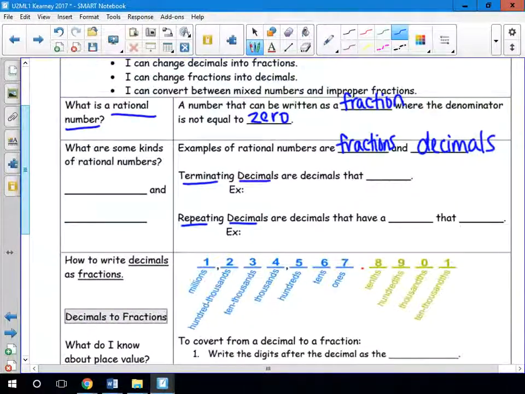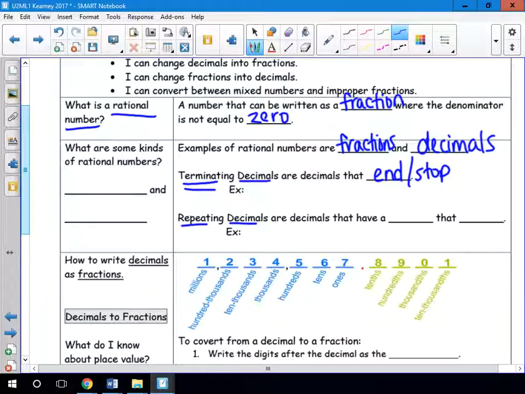When you hear the word terminating decimal, what's the root word there in terminating? To terminate. And what does it mean to terminate something? To stop. So a terminating decimal is a decimal that ends, or you can say stops, okay? It eventually ends, and it doesn't just keep going on and on and on.